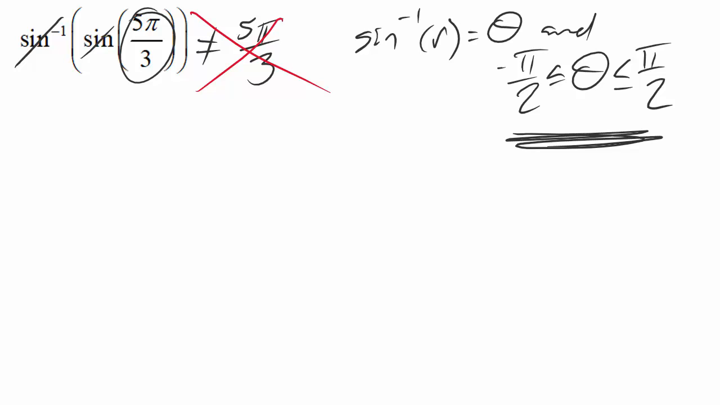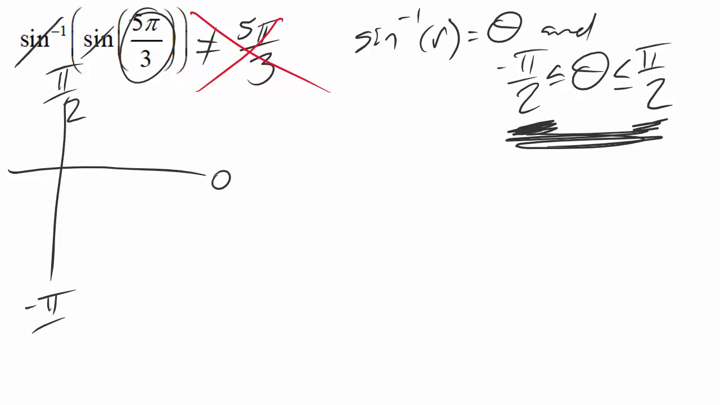Now, this doesn't mean that this is a completely wasted effort. We know that because of our restrictions on our answer being between negative pi over 2 and pi over 2, our answers have to be in either quadrant 1 or quadrant 4. That's our positive pi over 2 here, this is 0, and here's our negative pi over 2 down at the negative y-axis. And if we were to look at the angle 5 pi over 3, that's going to be down here in quadrant 4. So we'd be going all the way around to get 5 pi over 3.